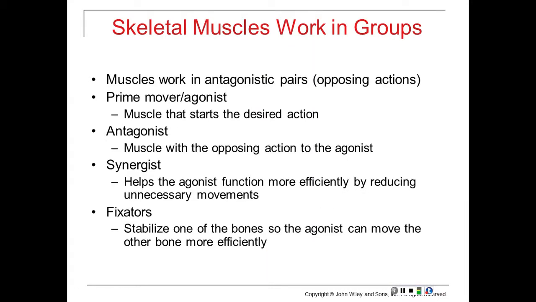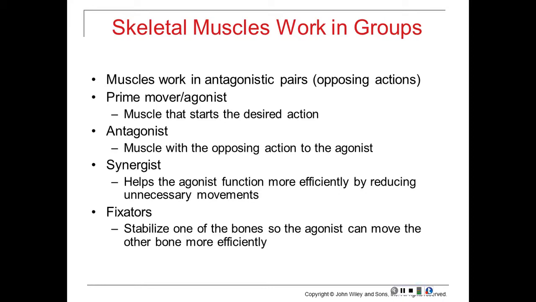Muscles work together in antagonistic pairs. If you've ever done any type of muscle training, you probably know this. If you work your biceps, you also have to work your triceps, right? The prime mover is also called the agonist. This is the muscle that does the desired action. So if the desired action is flexing the elbow, the main prime mover in this case is going to be that biceps brachii muscle. The antagonist is the muscle with the opposing action. So if our prime mover or agonist is the biceps brachii, our antagonist is the triceps brachii.